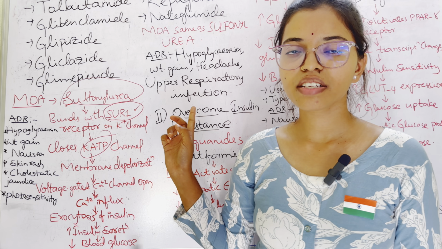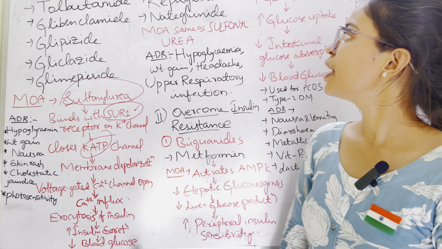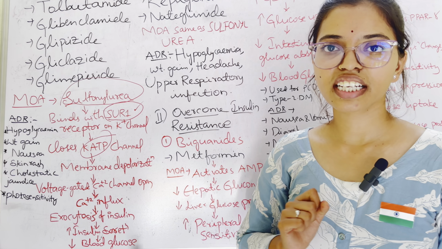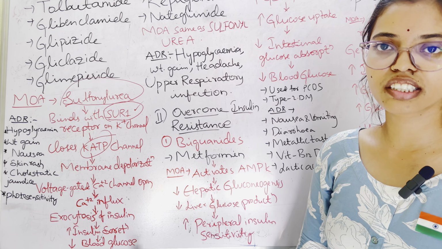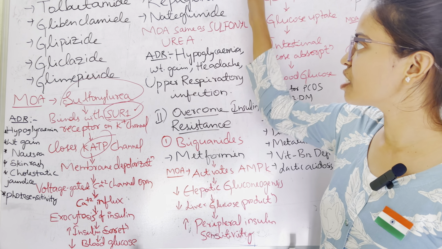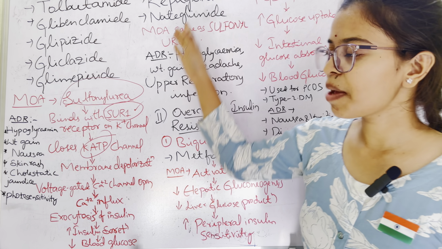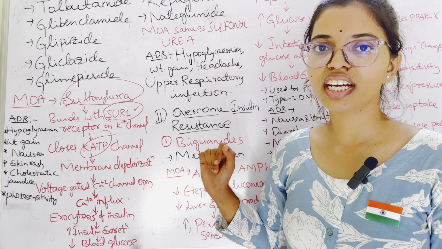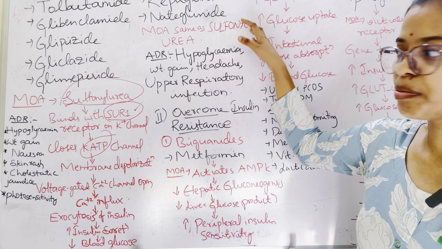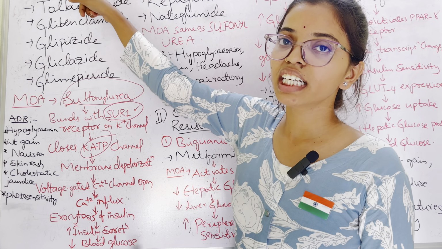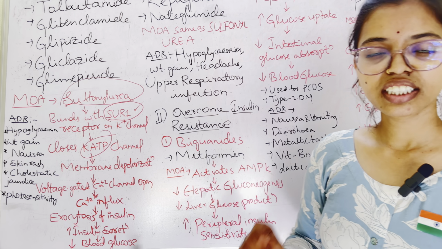The next one is meglitinides. What are the drugs of meglitinides? Repaglinide and nateglinide are the meglitinide drugs. Meglitinides have the same mechanism as sulfonylurea, because both come under ATP-sensitive potassium channel blockers. So both classes of drugs have the same type of mechanism.